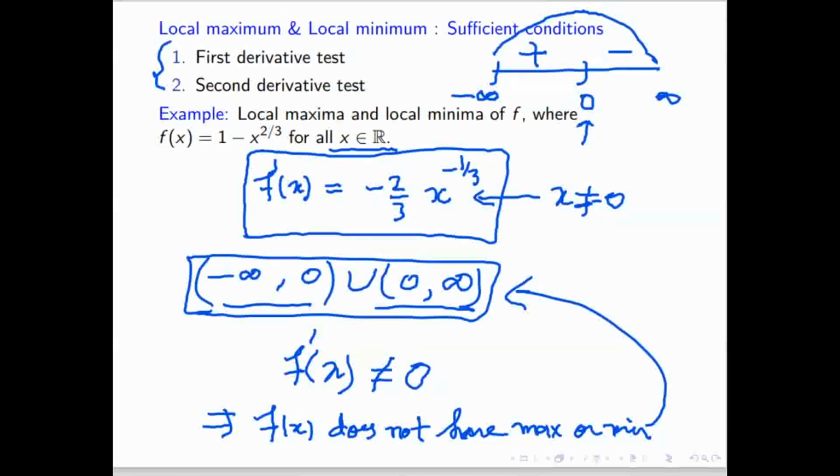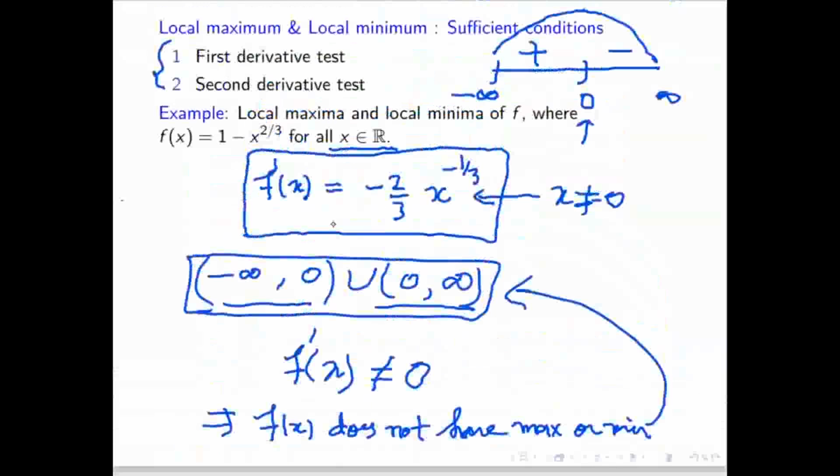And what is the maximum value? You can calculate f(0) here. f(0) will come 1. So 1 is the maximum value. So now this question is completed.